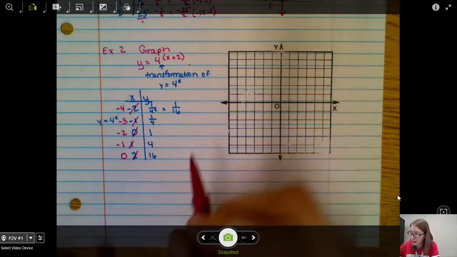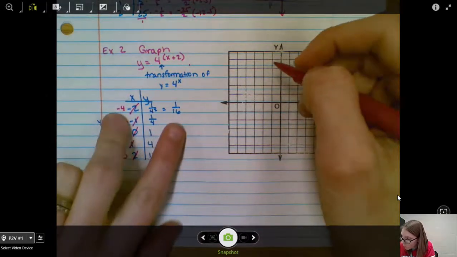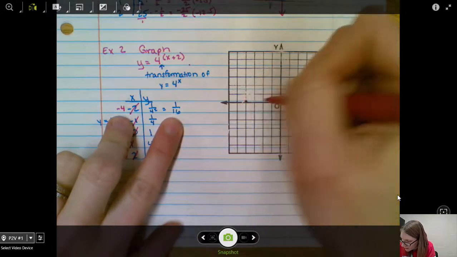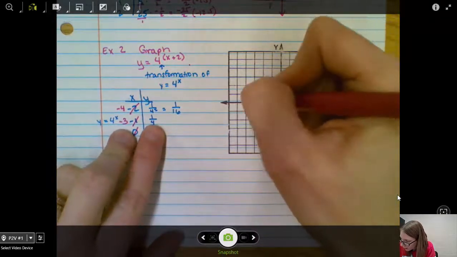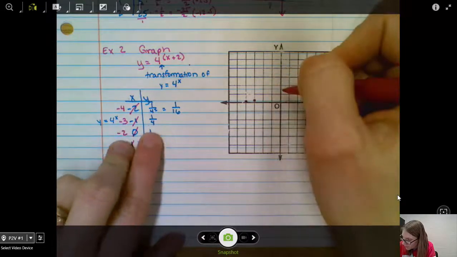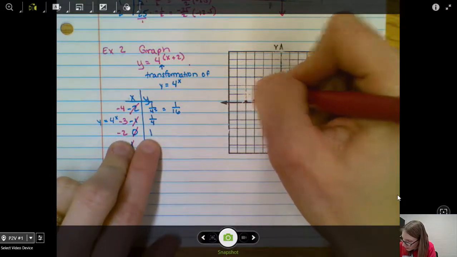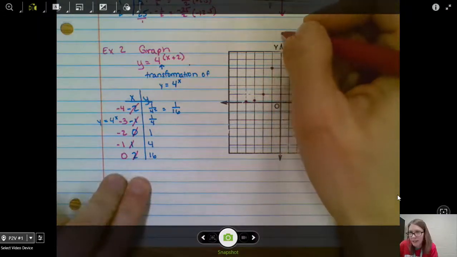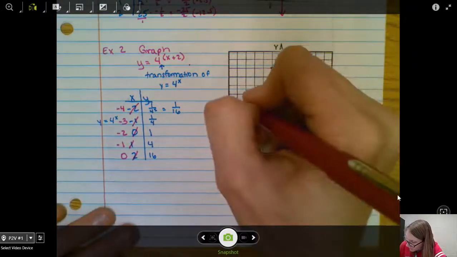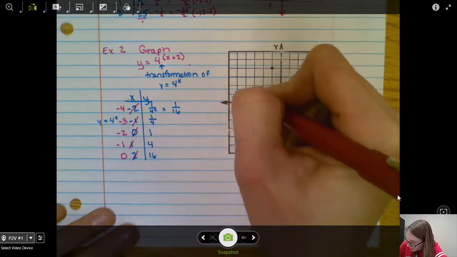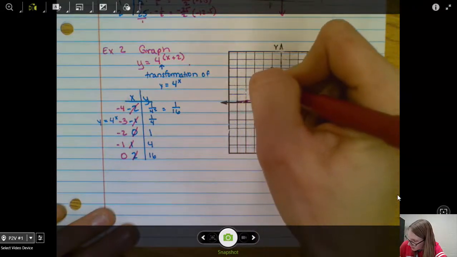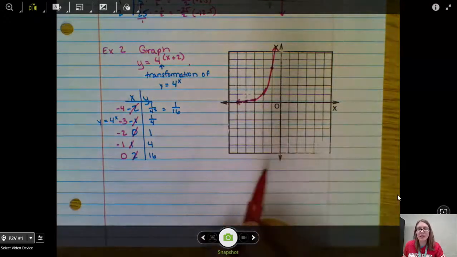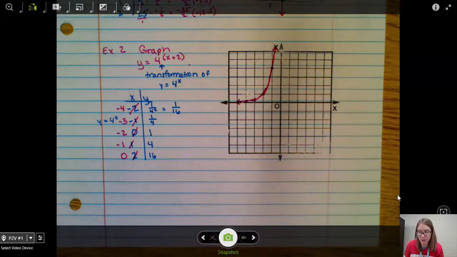So now we can plot these points. -4, 1/16, just off of our x-axis. -3, 1/4. -2, 1. -1, 4. And then 0, 16 would be way off of our graph. So again, we're still not crossing the x-axis. That asymptote is still on the x-axis.